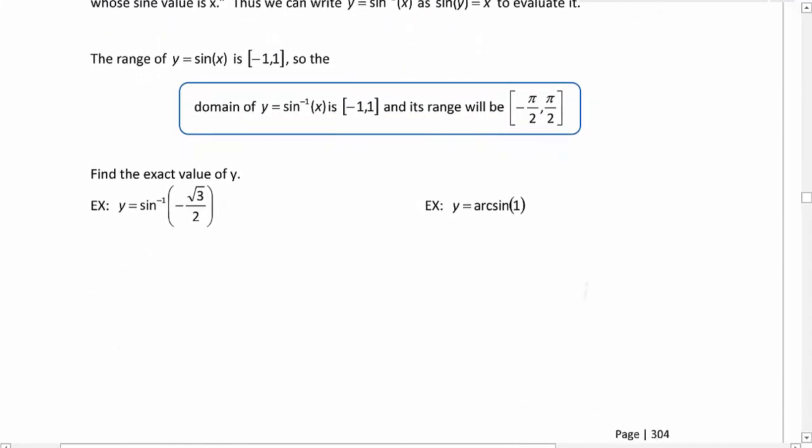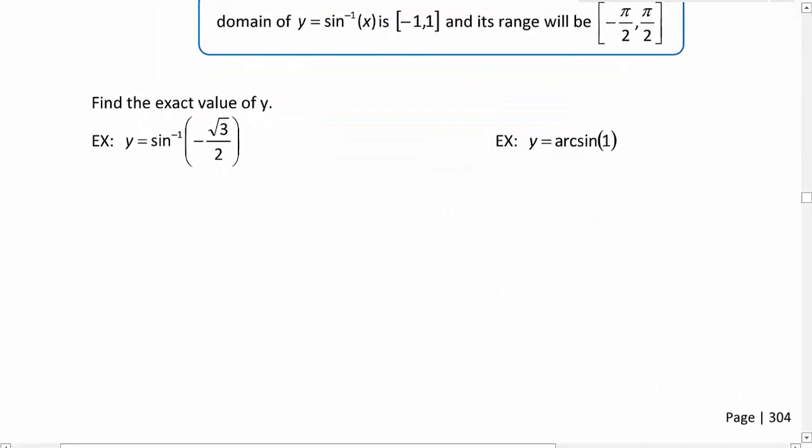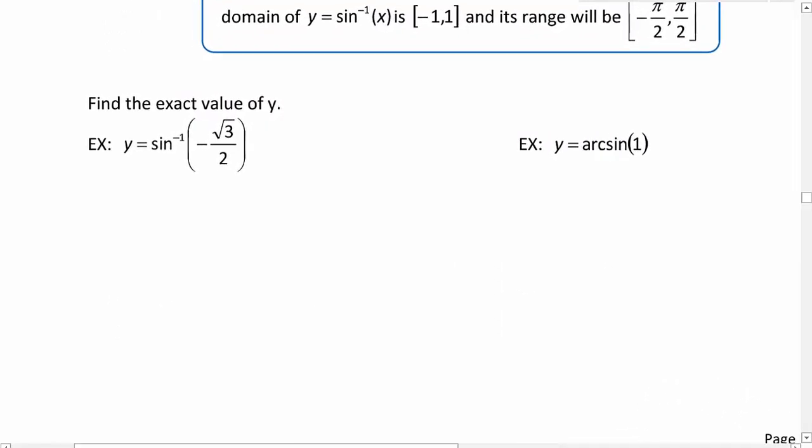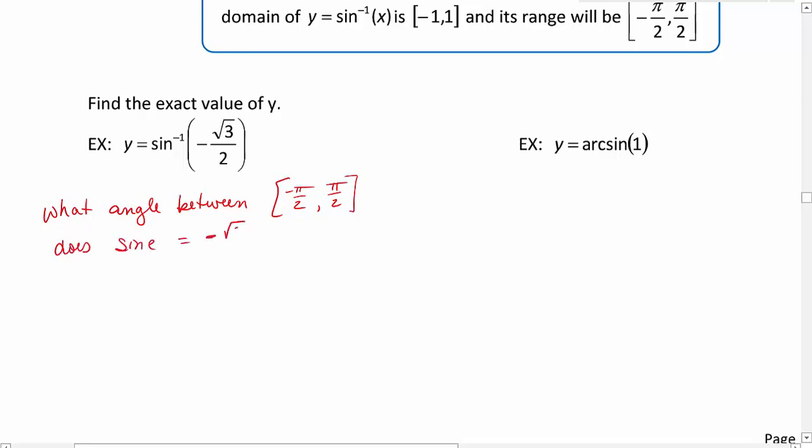So let's find the exact value of y. Our first one says that y equals sine inverse of negative square root of 3 over 2. Basically, the question is, what angle between negative pi over 2 and pi over 2 does sine equal negative square root of 3 over 2? So that's basically what we're doing here.